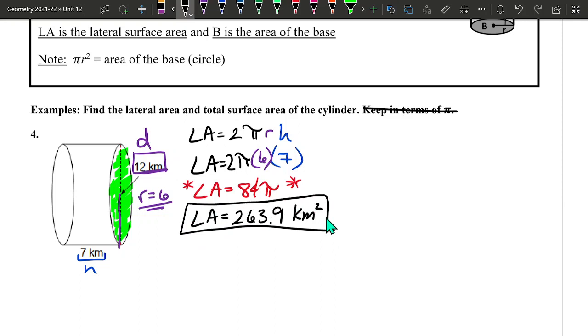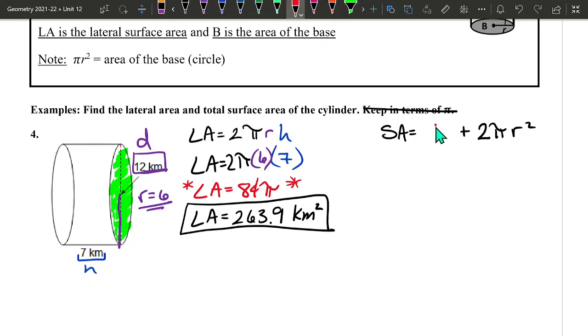That's the lateral area, just the sides. So like if I was putting a label around that cylinder, it would need to be 263.9 square kilometers of paper or whatever I'm using. So then the total surface area is going to be the lateral area plus 2 pi r squared.